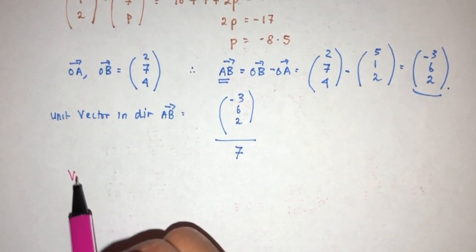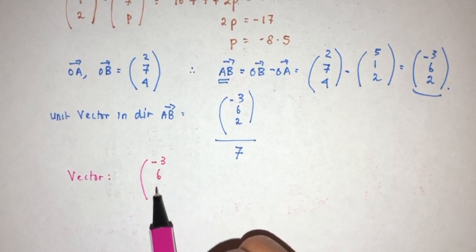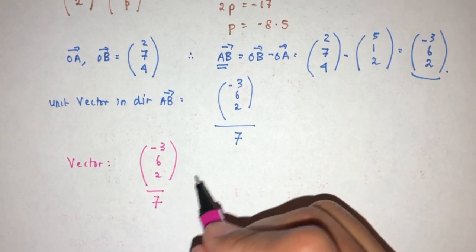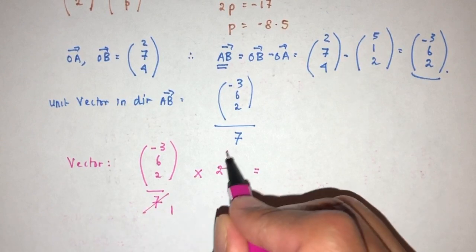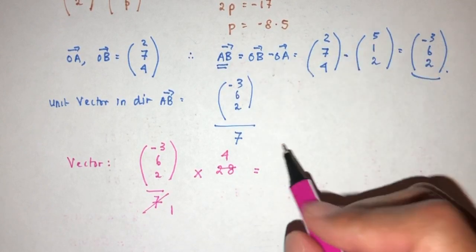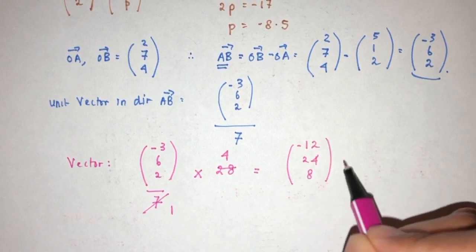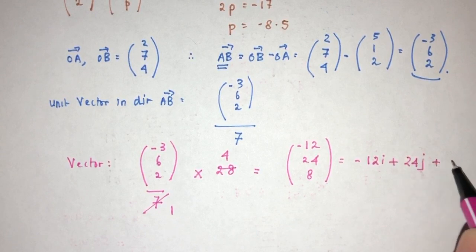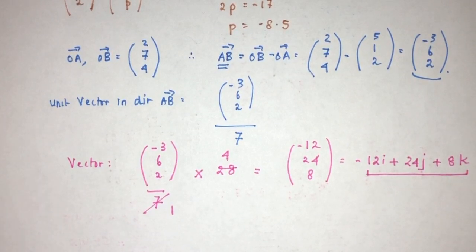Now the vector we need to find is what? It is taking the unit vector in the direction of AB. Now this is 1 unit, but we know the magnitude is 28, so we have to multiply by 28. That will be 1 times 4. That should be minus 12, 24, and 8, which is minus 12i plus 24j plus 8k. Okay, that will be your vector in the direction of AB, but also has the magnitude of 28.